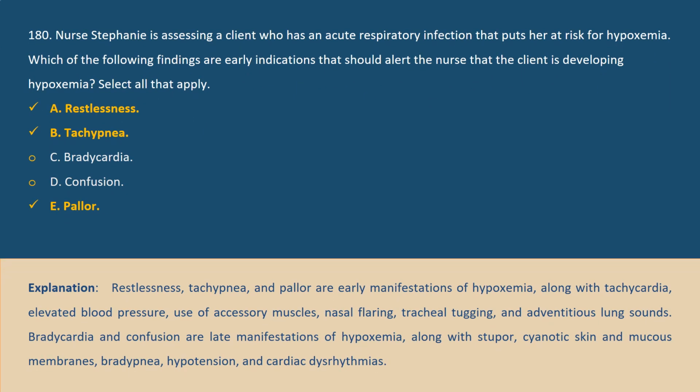Answer A, B, and E. Explanation. Restlessness, tachypnea, and pallor are early manifestations of hypoxemia, along with tachycardia, elevated blood pressure, use of accessory muscles, nasal flaring, tracheal tugging, and adventitious lung sounds. Bradycardia and confusion are late manifestations of hypoxemia, along with stupor, cyanotic skin and mucous membranes, bradypnea, hypotension, and cardiac dysrhythmias.